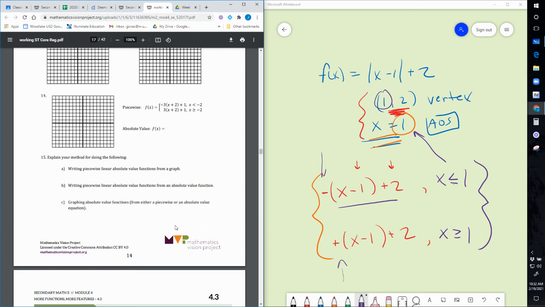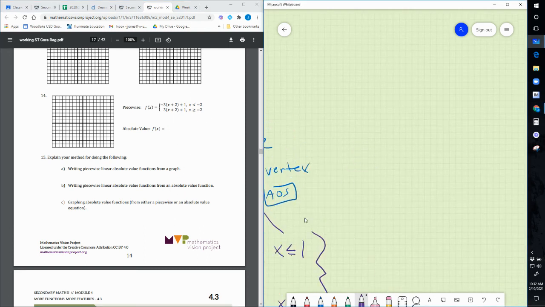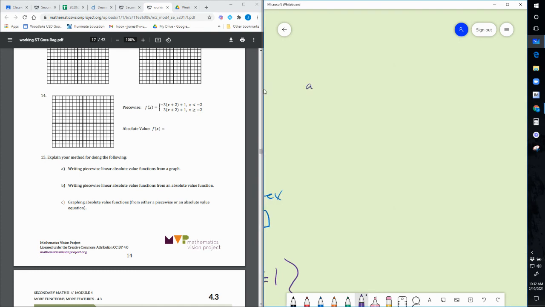It just says explain your method for doing the following. So you're going to have an A, and you're going to say, okay, my method for writing piecewise linear absolute value functions is, and just give a couple sentences, B a couple sentences, and C a couple sentences, okay?